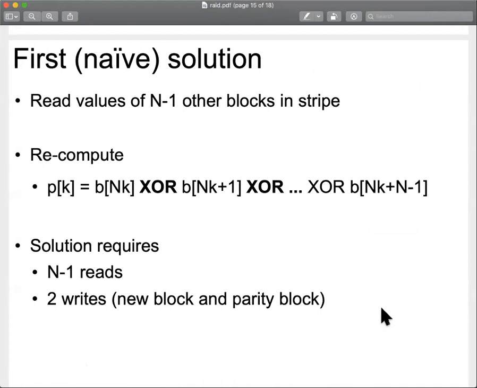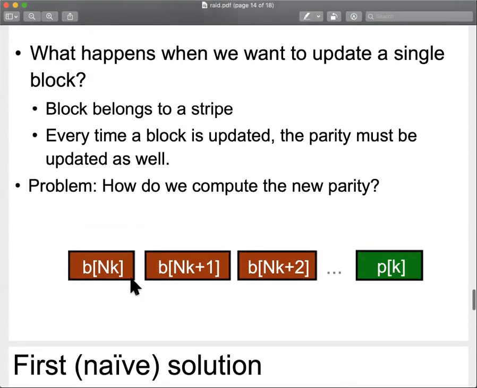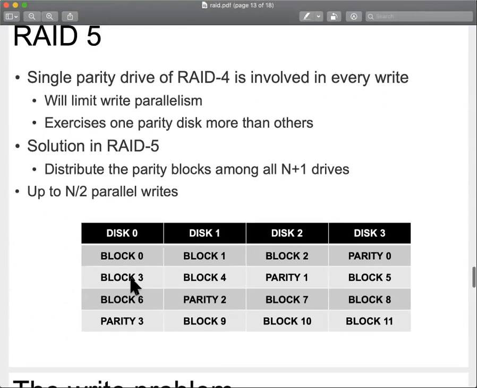So this is the naive way. If you do it the naive way, it will require n-1 reads. So why does it matter? Because if we go back to this figure, what that says is that in order to update parity 0, I have to engage all the other disks.